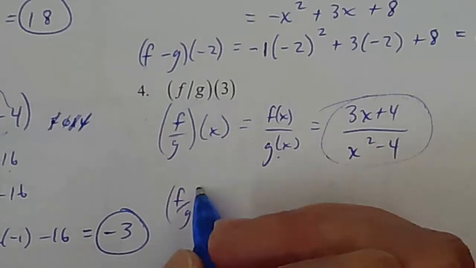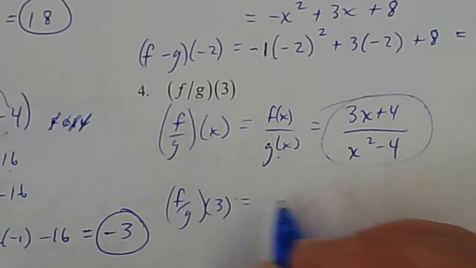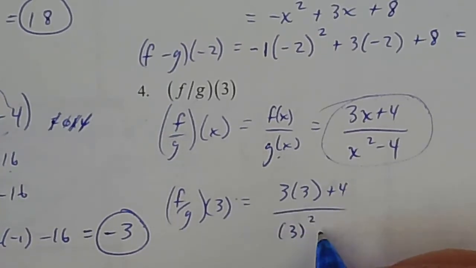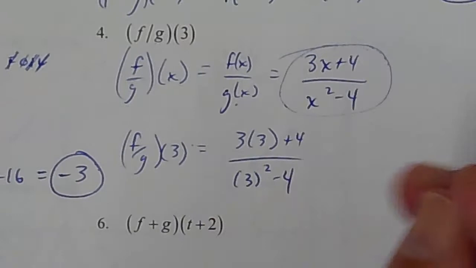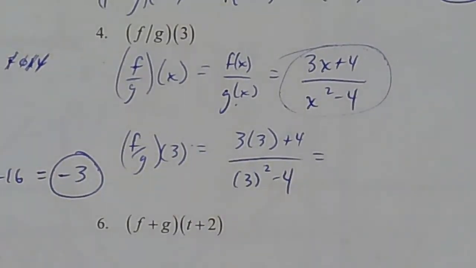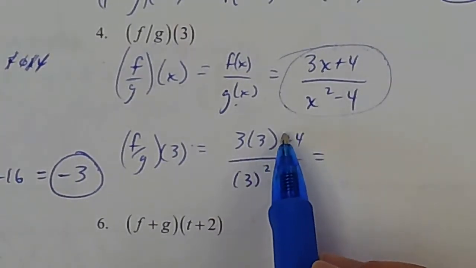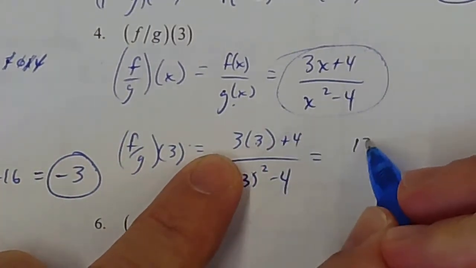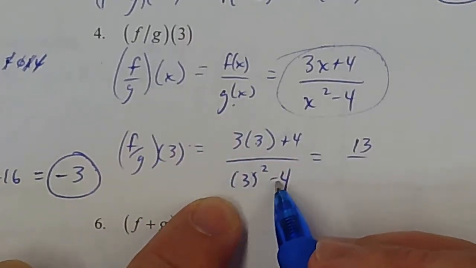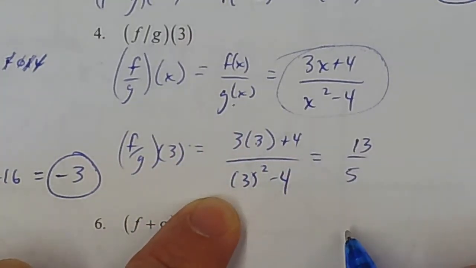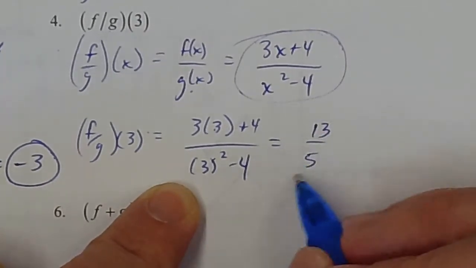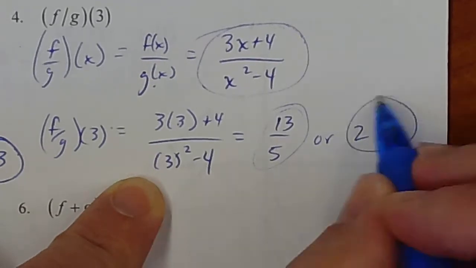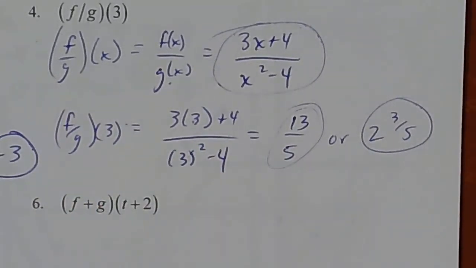So f over g now using 3. Just try not to do too much at once when you're evaluating this. Just focus on the numerator, then the denominator separately, and then we'll divide. So I get 9 plus 4, 13 up here. And here I get 9 minus 4, so we get 5. So that is reduced. That might be the way they write it in the back, or if you change it to a mixed number, 2 3/5. Okay, that's the quotient function.